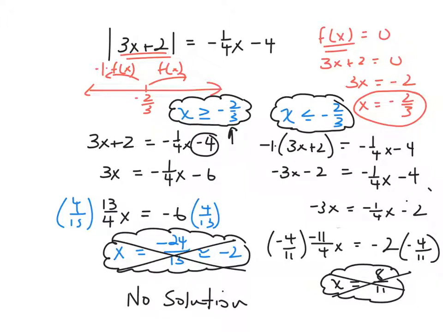I could show this with a graph, but if you draw the graphs here, what you'll see is after you do that little V shape, the negative 1/4 x minus 4 actually passes below the whole graph, and it will never intersect. So I hope that helps with any of your understanding on absolute values.